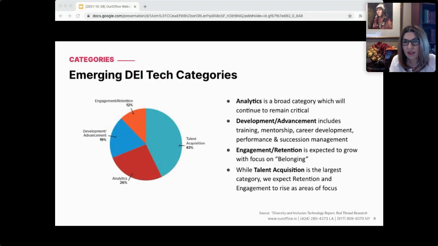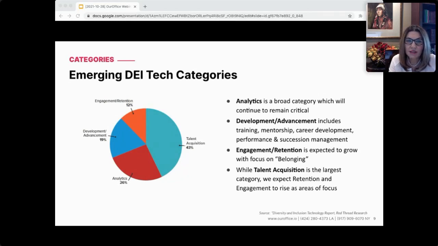These are different categories of DEI tech. So let's talk about each one of them. Analytics is a top one, right? It's a broad category which will continue to remain critical. As they say, for anything to improve, you've got to measure it. So analytics is just that. Analytics is data that you use in a way that is really shedding some insight, where you can get some conclusions or something that you can actually take an action on.